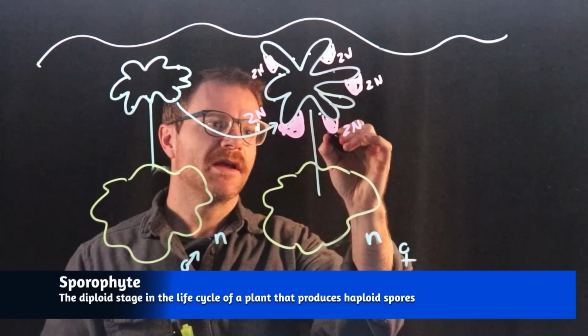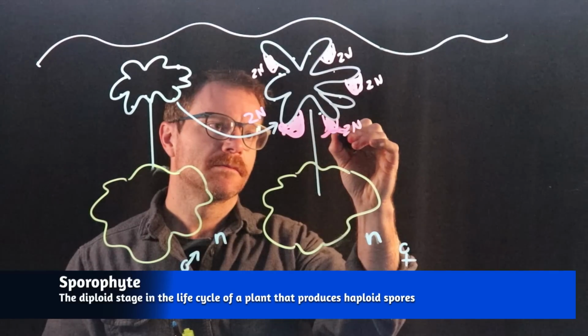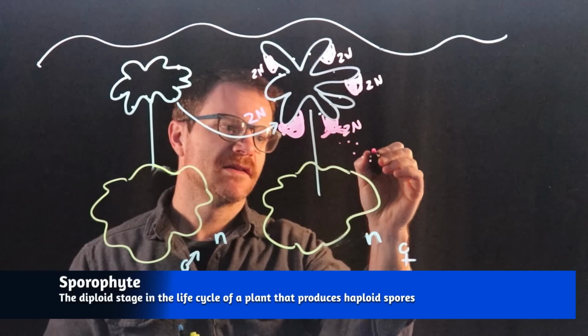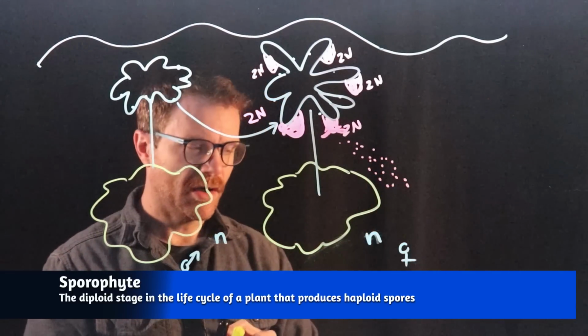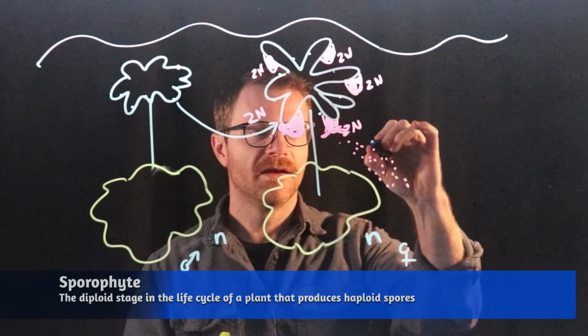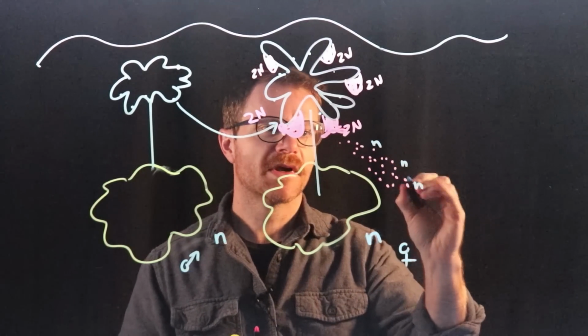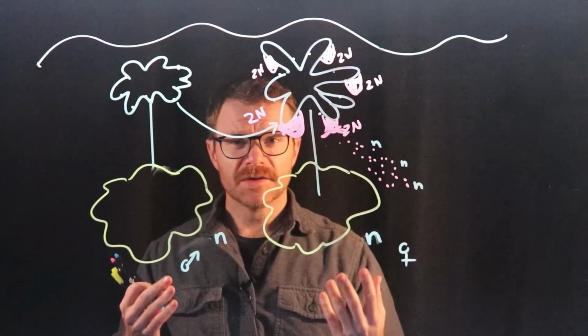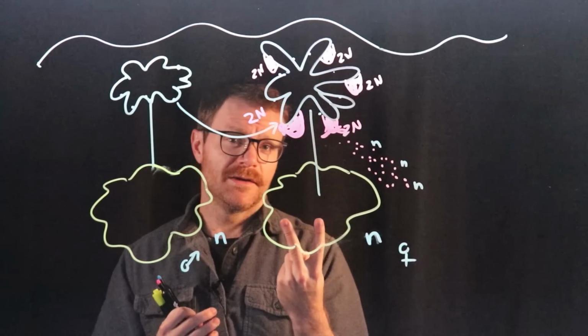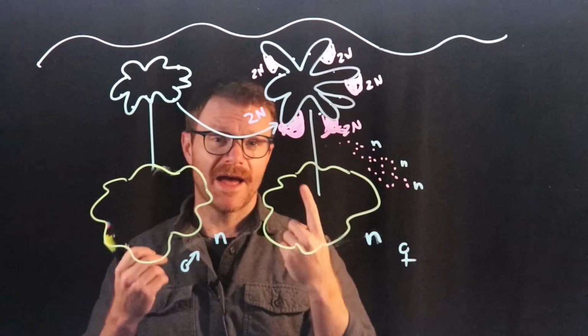So at some point, they pop open and they release a bunch of little N spores, because meiosis happens inside this sporophyte, and during meiosis you go from a diploid cell to many, many haploid cells.